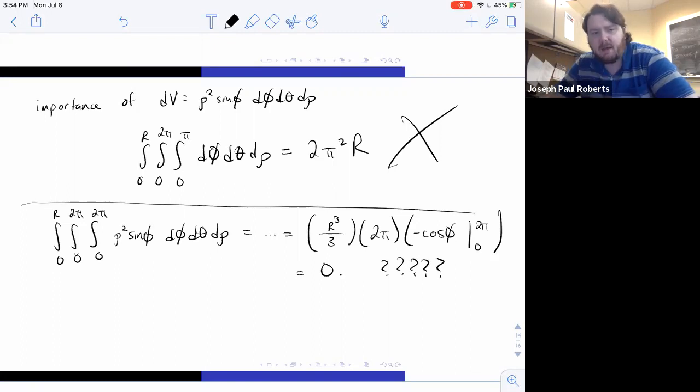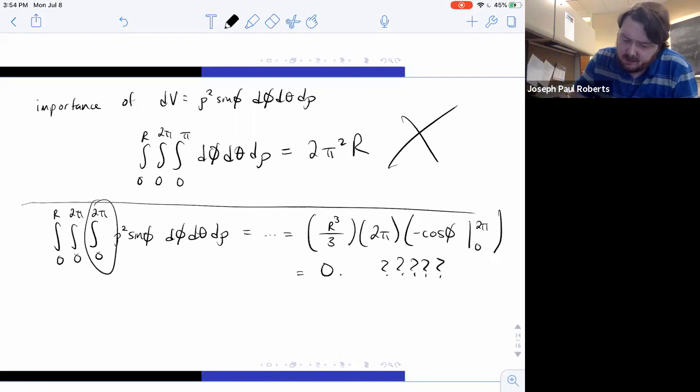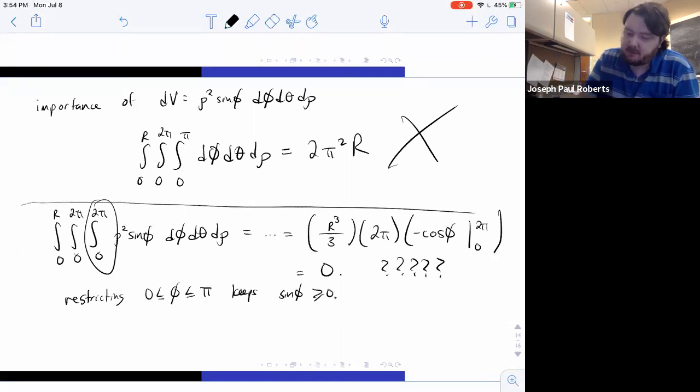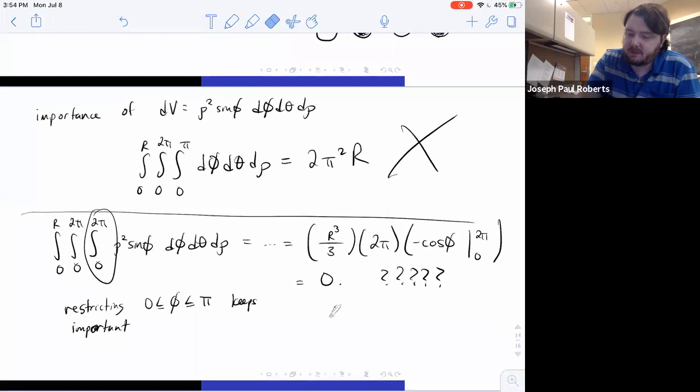And so essentially what happens here is that restricting phi to be between 0 and pi, which is what we do, we never let phi go outside of 0 to pi. It keeps sine phi greater than or equal to 0. And this is important. Well, it doesn't just keep that greater than 0, it keeps the rho squared sine phi nonnegative, because again, rho squared is never negative, since it's squared.